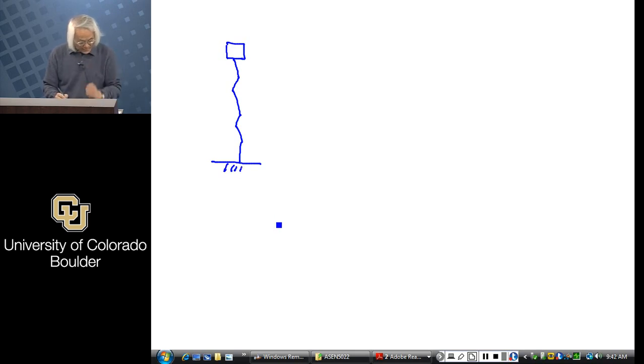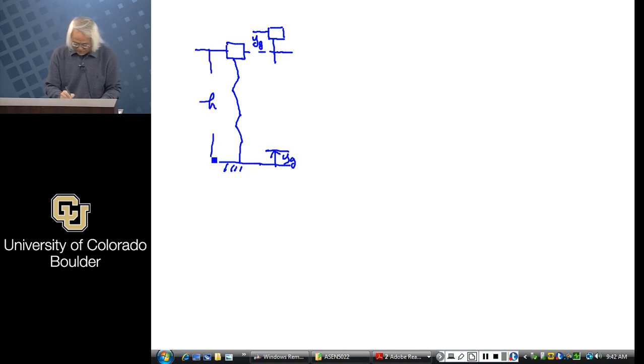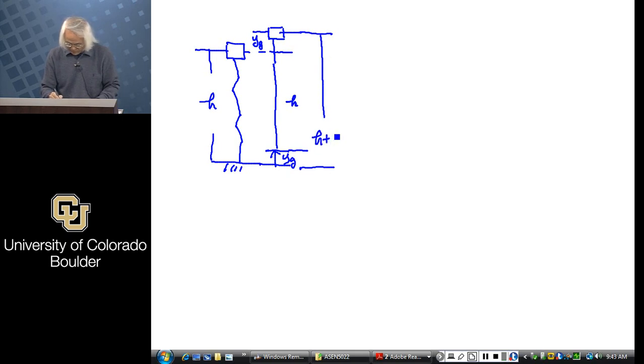So this is the origin. Now, when I push this guy up, this guy goes up like that because the spring is so stiff. So that was H, and this guy is also H. From here to there is now H plus yg. From that, I take down to here, which is delta st. And from here, I go up to the new position, which is y from here.